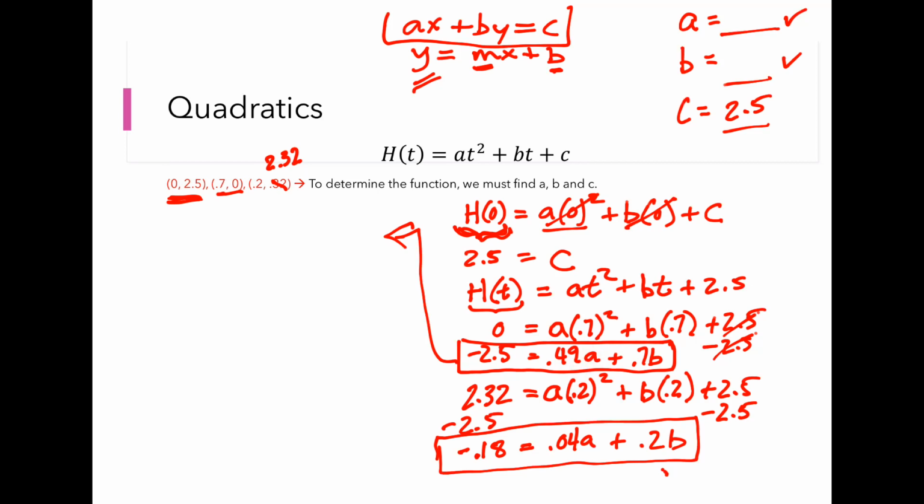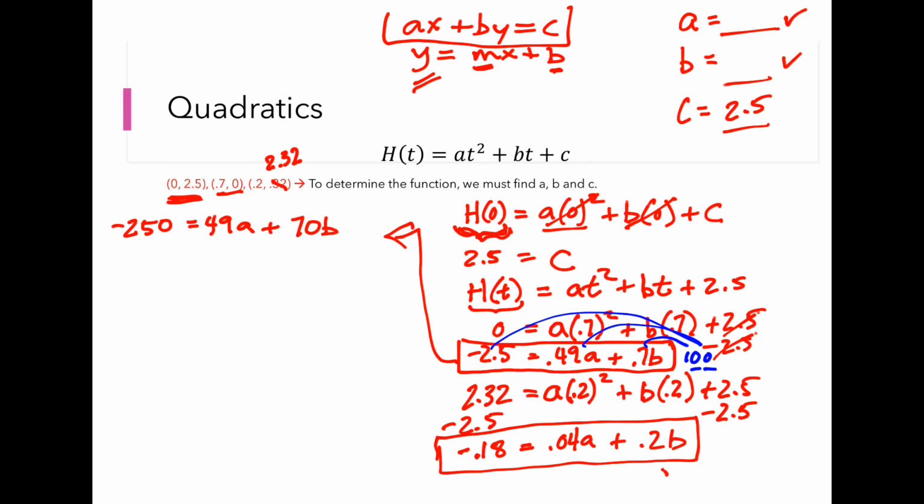So I'm going to multiply this equation by 100, meaning each term gets multiplied by 100, which moves the decimals 2 spots with the 2 zeros. And I'm going to rewrite it up here. So that would give me negative 250 equaling 49a plus 70b.